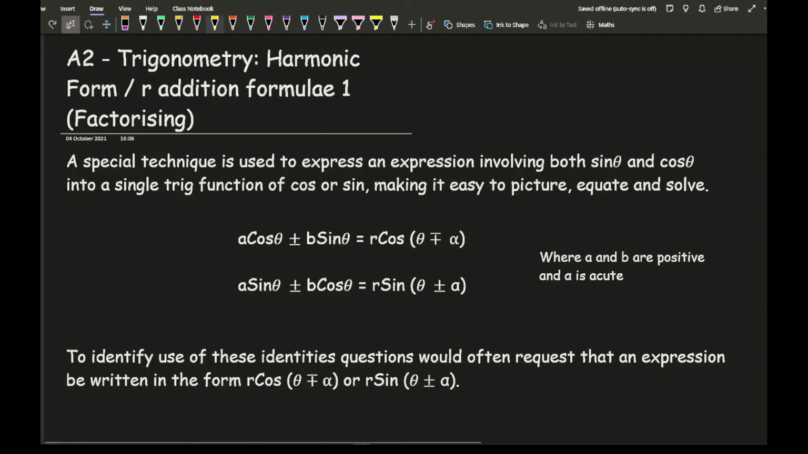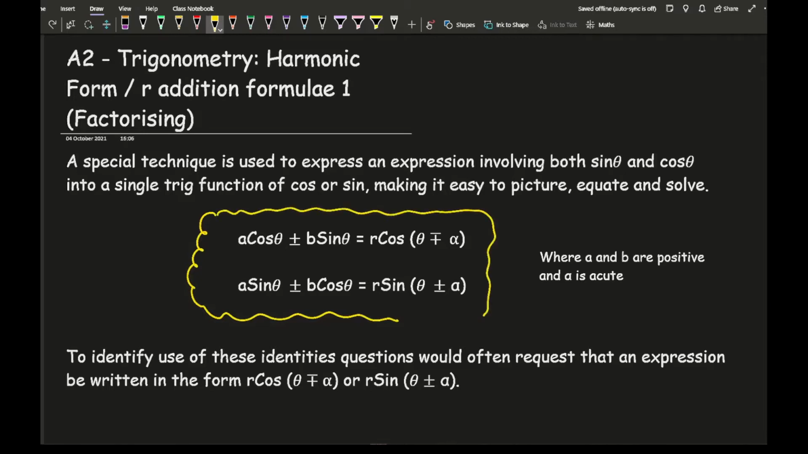So these here are now our harmonic form, or new sets of R addition formulae as they're sometimes known. So here we've got a cos theta plus or minus b sine theta equals r cos of theta minus plus alpha, and then we've got a sine theta plus or minus b cos theta equals r sine of theta plus or minus alpha. Now you might be thinking to yourself, well, surely the right and the left hand side are the same. There's a slight tweak in this, and that's because it's connected to our double angle identity, which we will remind ourselves of when we look at some examples.